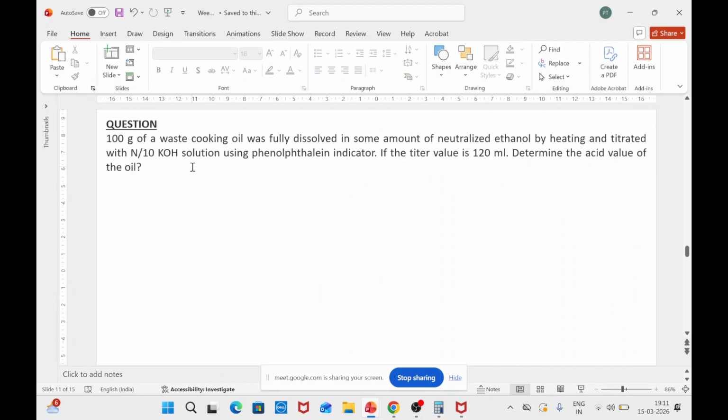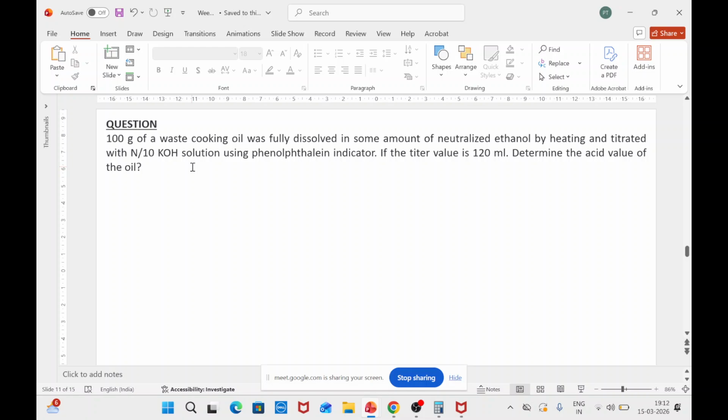This is a very simple one. So 100 kg of waste cooking oil was fully dissolved in some amount of neutralized ethanol by heating and titrated with the N by 10, that is 0.1 molar KOH, using phenolphthalein indicator. If the titer value is going to be 120, calculate the acid value. I hope all of you know how to calculate the acid value S.